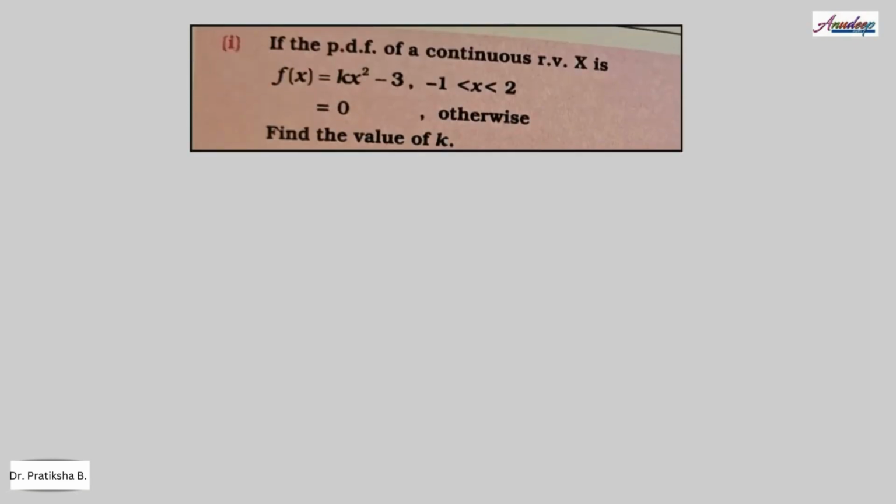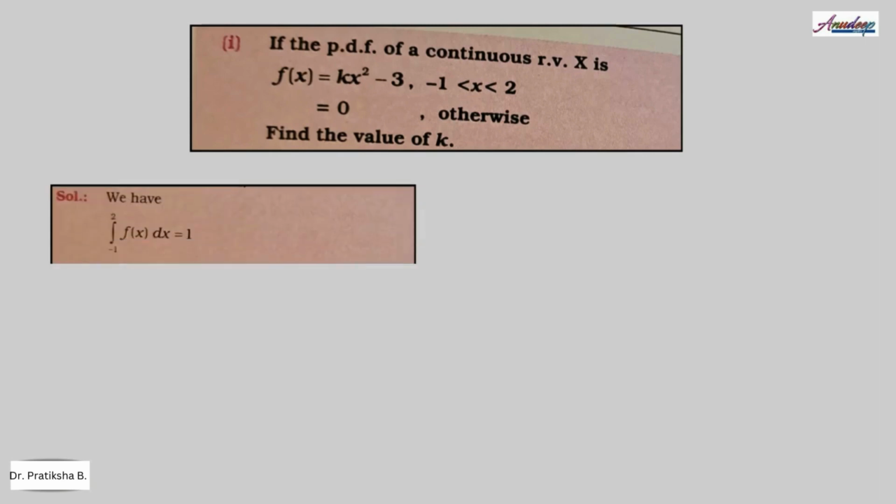Let us solve the first problem. If the PDF of a continuous random variable is f(x) = k(x² − 3) for the range −1 < x < 2 and 0 otherwise, find the value of k. To simplify this problem, as we are aware, when we are given the probability density function, the integral of f(x) dx equals 1. Here the limits are given as −1 to 2, so the integral of f(x) dx should be equal to 1.